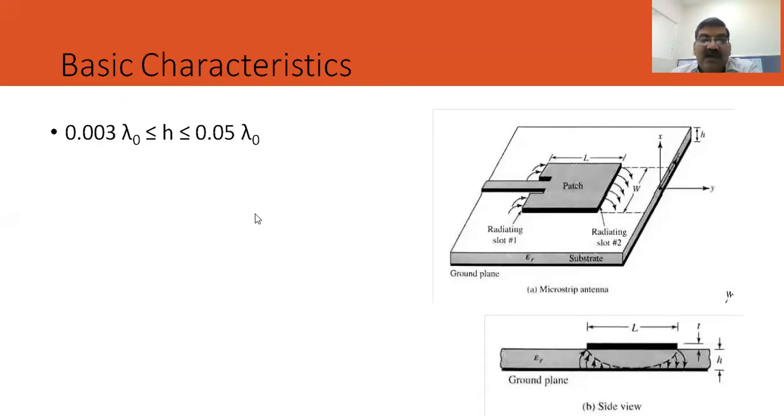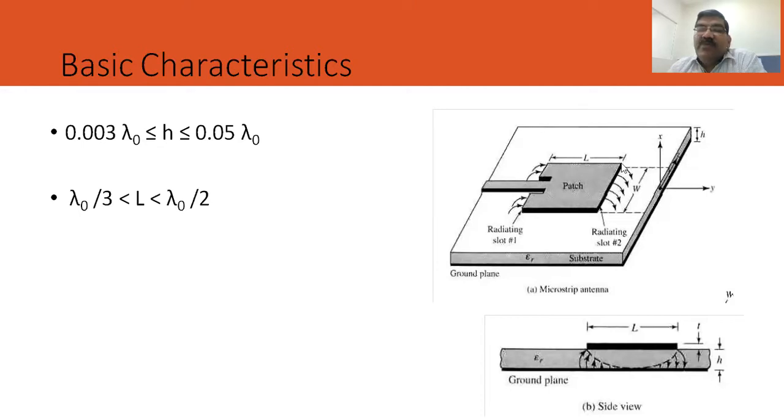Generally the height is standard. Some standards are available, around 0.65 mm or 0.5 mm height. That thickness of material is generally available, like FR4 and all these things. This is the general constraint for the height. Another is the length. Here the feed is given, the input, and this is called the length of the antenna, and this is the width of the antenna.